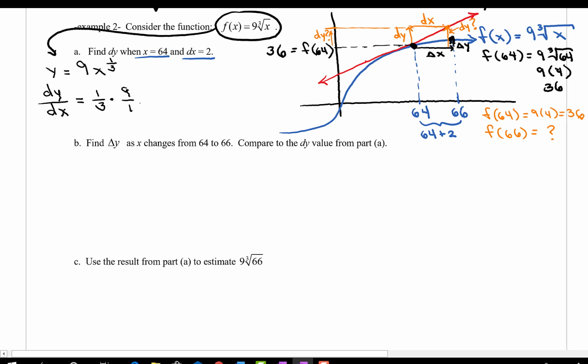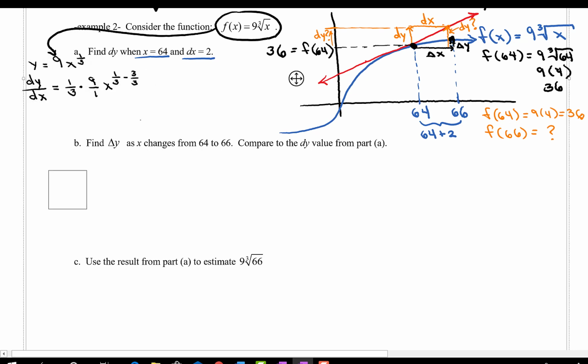So it looks like here dy dx is going to be equal to, I don't have enough space. Let's make this a little bit smaller so I've got a little bit more space here to work with. Good. Dy dx is going to be equal to 1/3 times 9, which is 9/3, and 9 divided by 3 is just a 3. And then that's going to be x raised to the negative 2/3 power. So this is my derivative of y.